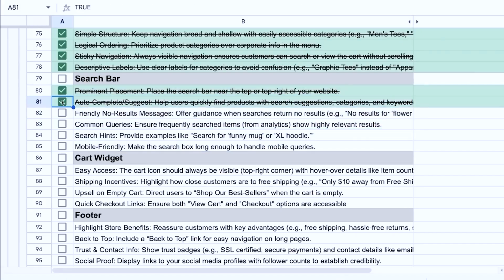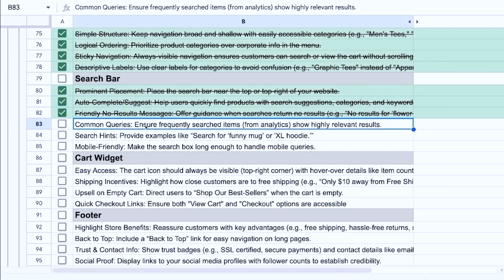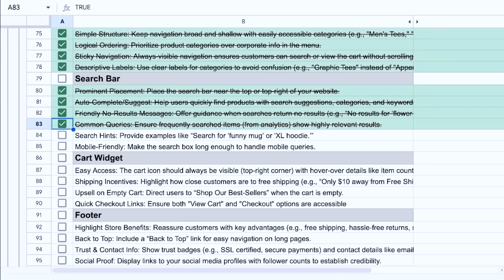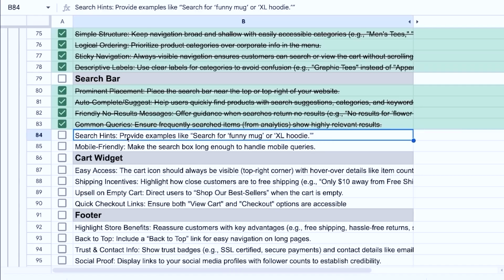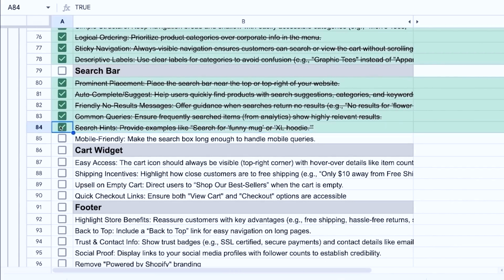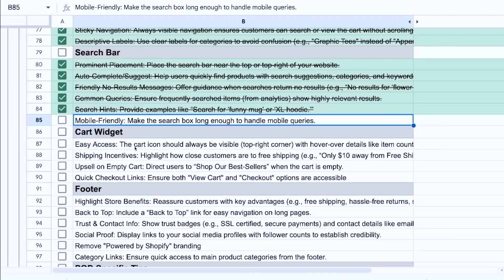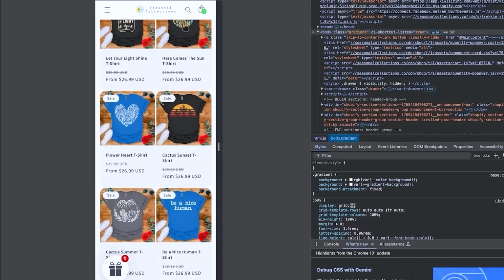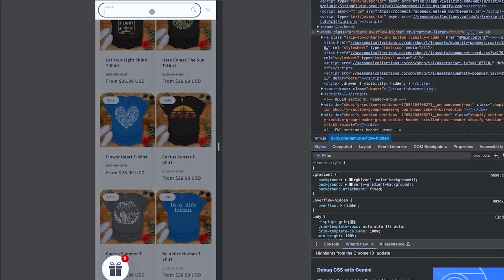Autocomplete suggestions. We do this automatically. Friendly no results message. Ensure frequently searched items, which you can see from looking at the analytics in your Shopify, what people are searching for. You want to make sure that they're showing highly relevant results. And search hints. Provide examples like search for funny mug or XL hoodie. Mobile friendly. Make the search box long enough to handle mobile inquiries, which again, the default, we show that. The only thing that we don't have here is the recommended searches.